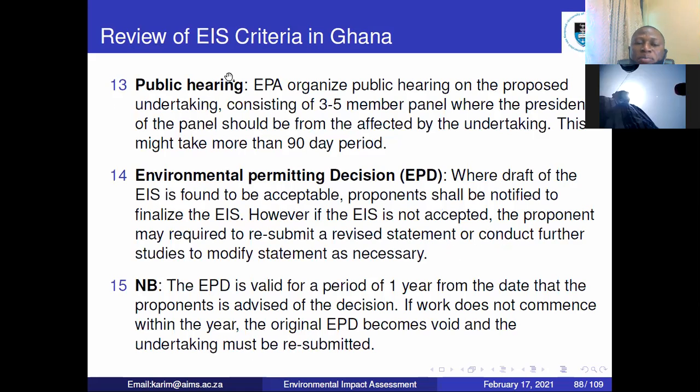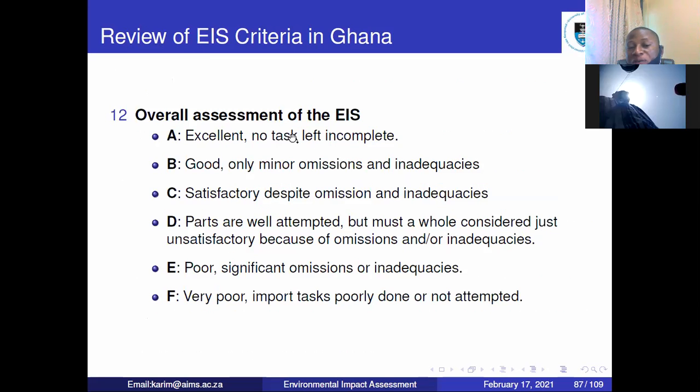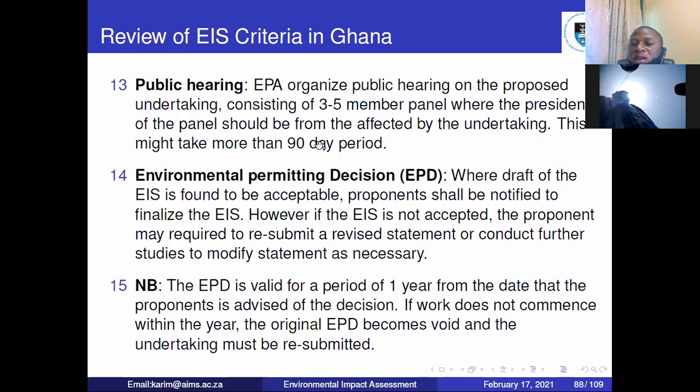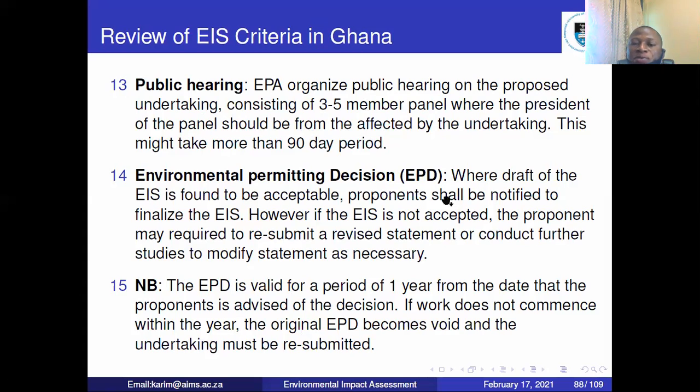Now, public hearing. The above will be their overall assessment, and immediately they finish their assessment, there will be a public hearing. The Environmental Protection Agency shall organize a public hearing on the proposed undertaking or activity. It will consist of a 3 to 5 member panel, where the president of the panel should be from the area affected by the project.